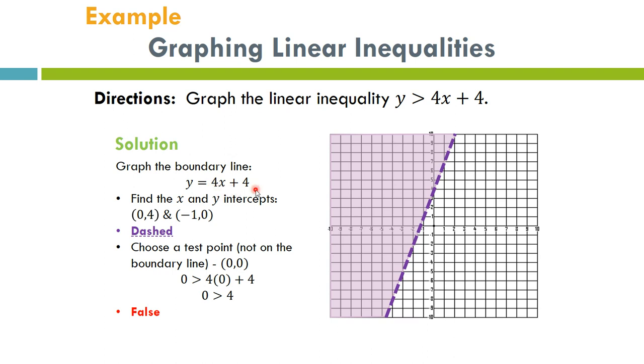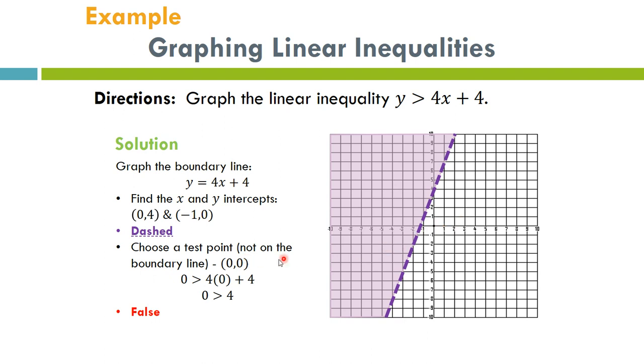Remember, you can graph your line whatever way makes you feel most comfortable. I found my intercepts again. When I did that, I got 0, 4, and -1, 0. I plotted those points. Now you can see here on my picture, I used a dashed line. Remember, you use a dashed line because your inequality symbol is a greater than. It doesn't have the line underneath it. Then I chose a test point. I chose 0, 0 again, no surprise.